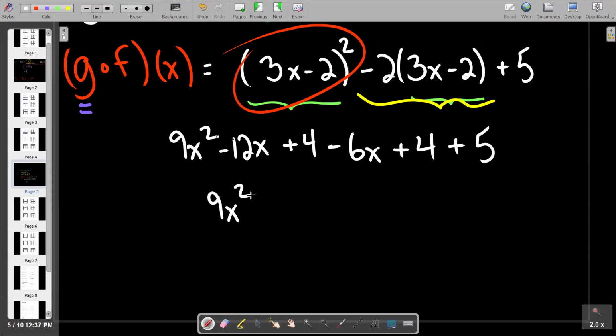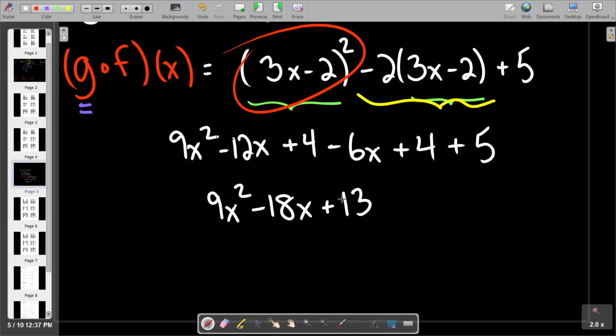And then what? Minus 18x. And then what? Plus 13. Did someone say 19? 13. Oh, 13. Thank God. I'm sorry. I thought you said 19. Yes, that's it. Done. So that's how you do a composition.